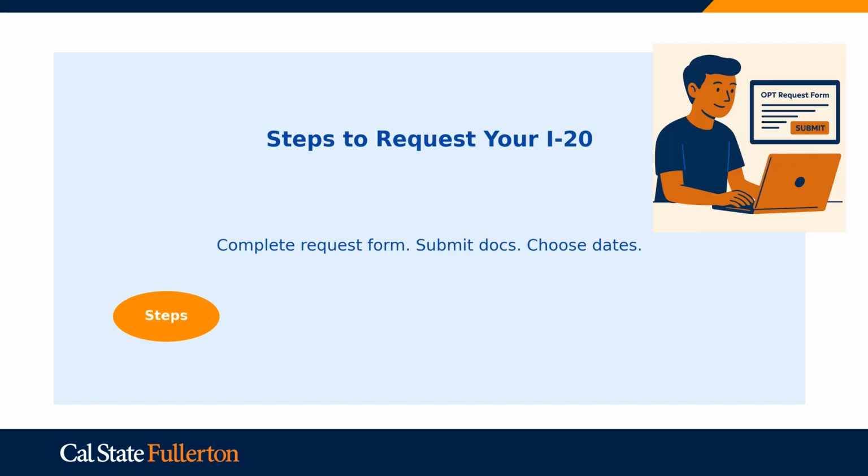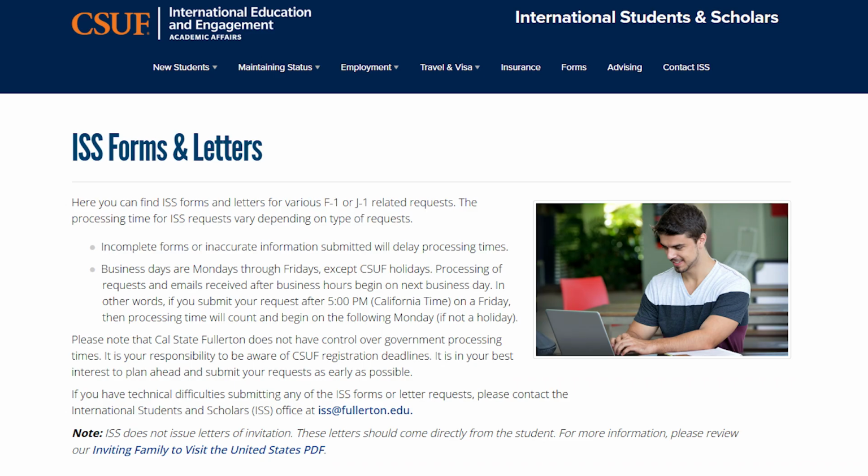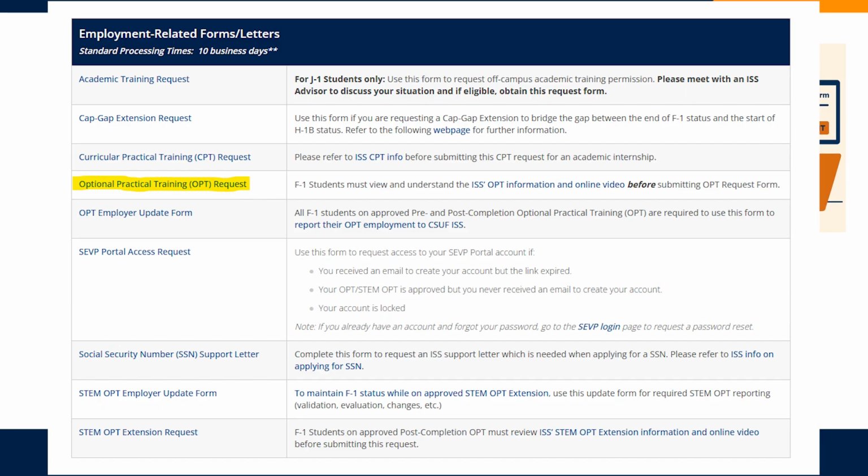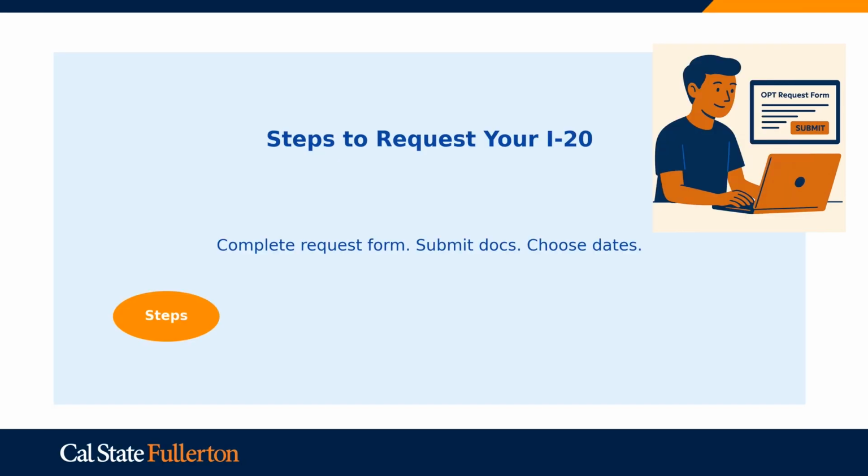Here's how to request your OPT I-20. First, complete the ISS office's official OPT request form. Second, when completing the form, choose your requested OPT start and end dates. Then, check the Statement of Understanding box and submit the request. And that's it. We'll review your request and issue a new I-20 within a few business days.